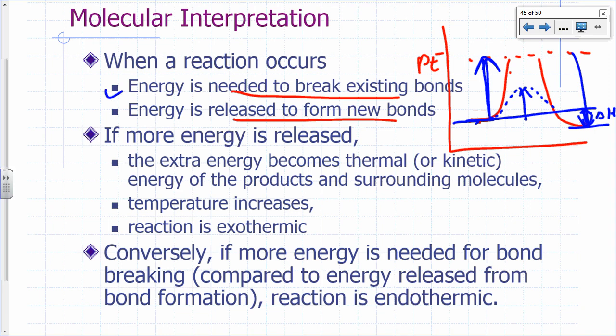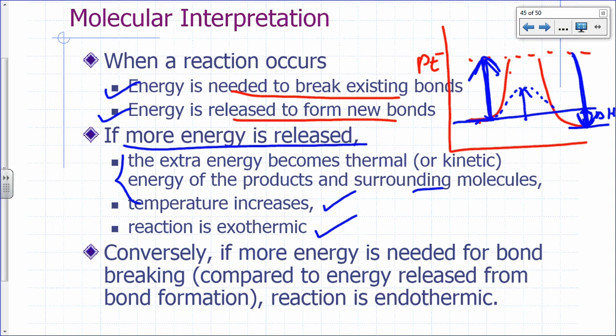So energy is needed to break existing bonds. Energy is released when new bonds are formed. So for bond breaking, you need energy to raise the potential energy, and for bond formation, you release energy. So your potential energy becomes kinetic energy. If more energy is released, then the extra energy just becomes kinetic energy of the products and the surrounding molecules, and your temperature increases. You say your reaction is exothermic. So this would be an exothermic reaction right here.